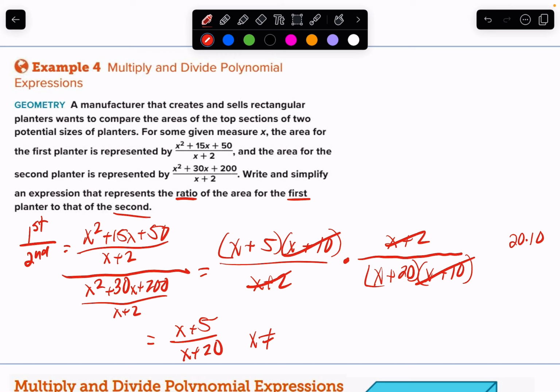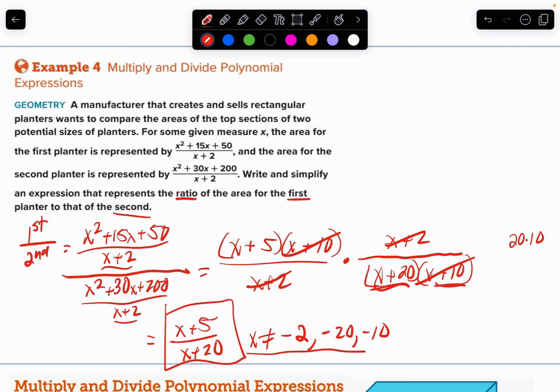X can't be, now worry about your original and your flippage. So originally in the bottom, x couldn't be negative 2. But then when we flipped over, we got a 20 and a 10 down there. So it can't be negative 20 and it can't be negative 10. This is what we're looking for, but you need to know about that domain. And whenever it's a division problem, you have to think about where it started with divisions and where it went with flipping overs for your final answer. Okay, so be careful. Watch those ones that disappear.